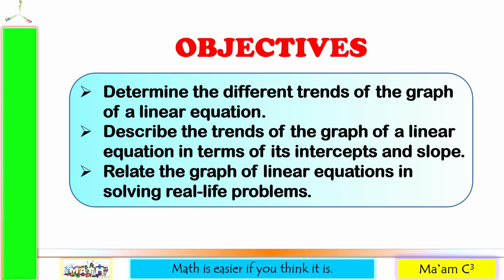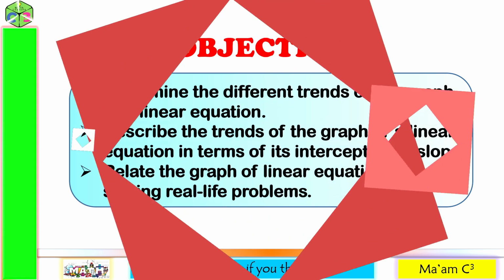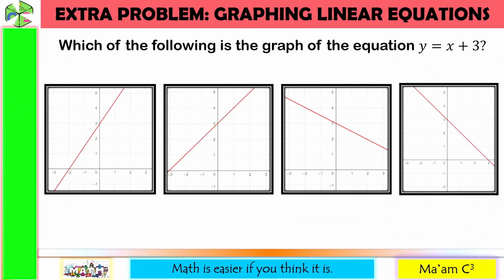But before this, here is the answer to the extra problem I gave in our previous lesson. Which of the following is the graph of the equation y is equal to x plus 3? This means our y-intercept is 3 and our slope is 1. The correct answer is this graph. I hope you got it right.